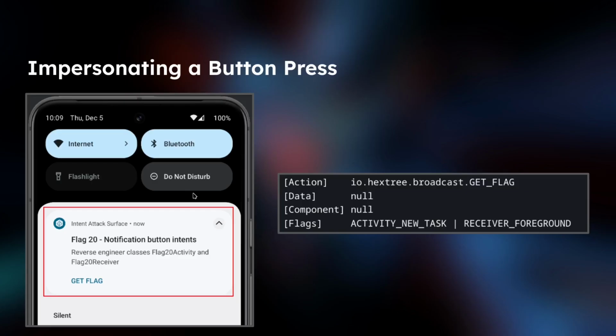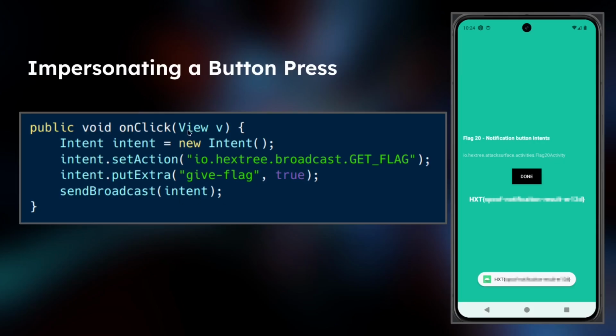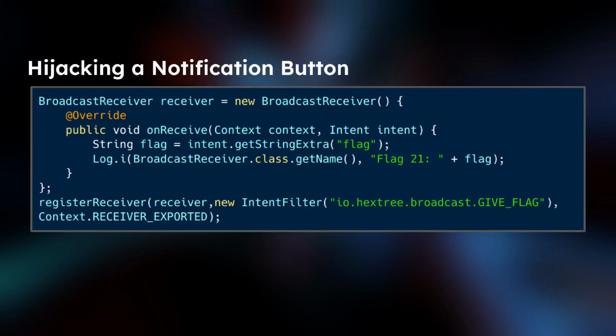So all we need to do is create an intent that has this get flag action set, has give flag set to true, and then we'll get it as long as we send it as a broadcast, because again, this is a broadcast receiver. Intent, set action, put extra, boom, it's done. Pretty straightforward. We're just pretending to be the button press that is an intent. So it's not that complicated.